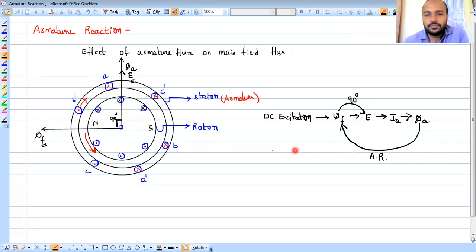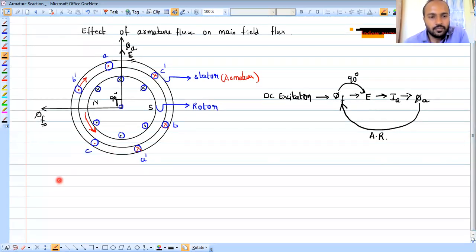So from this, if you observe how this armature magnetic field phi a is moving in the upward direction, and the main field phi f is moving towards the left direction. These two are moving perpendicular to each other and they are crossing each other. Then we call it a cross magnetization effect. Here the effect of armature flux on main field flux is a cross magnetization effect. Here this case is for a unity power factor.